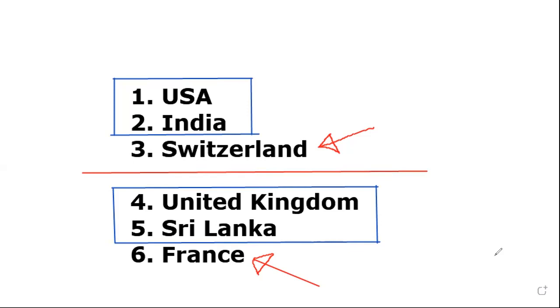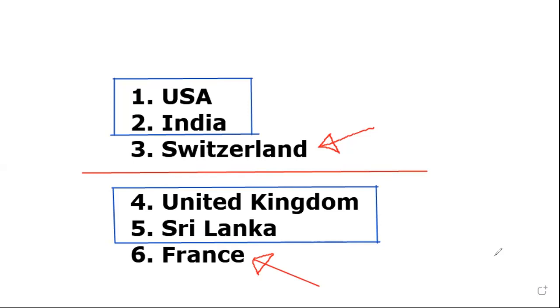Now, the top two countries, USA and India, are both federal. That means they have regional governmental units. Under them you have UK and Sri Lanka, which is also inside a box. In these countries also, although we are unitary, we have applied devolution of powers. That means we also have regional governments. The only difference from USA and India is that there, the regional governments share the sovereign power because it's a federal country, while in Sri Lanka and UK, the regional governments don't share the sovereign power because we are still unitary.